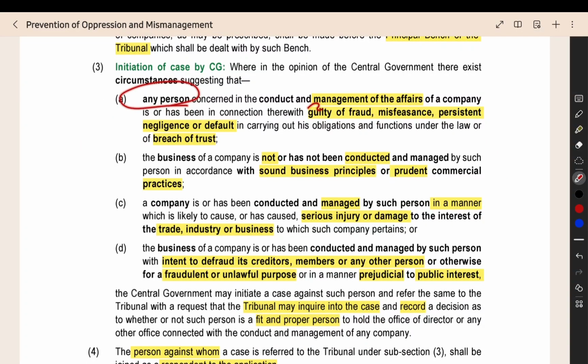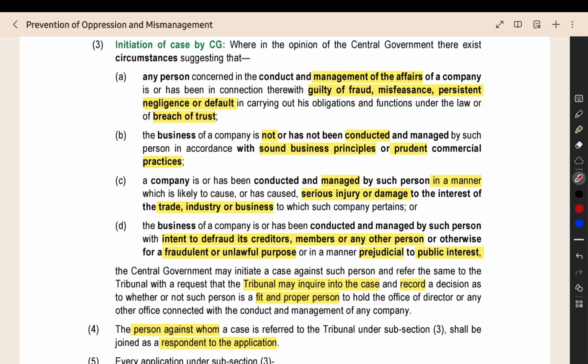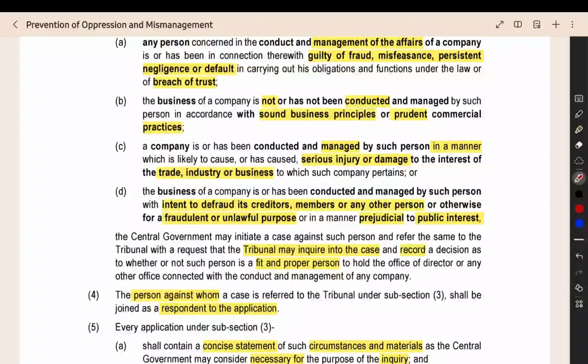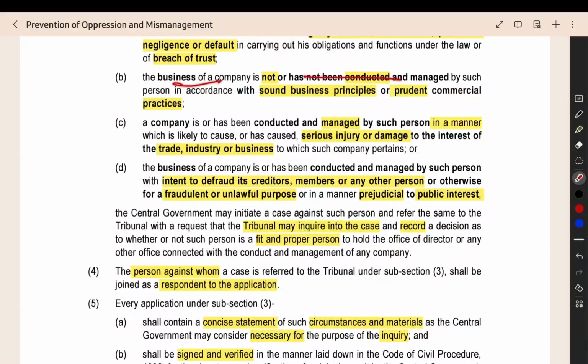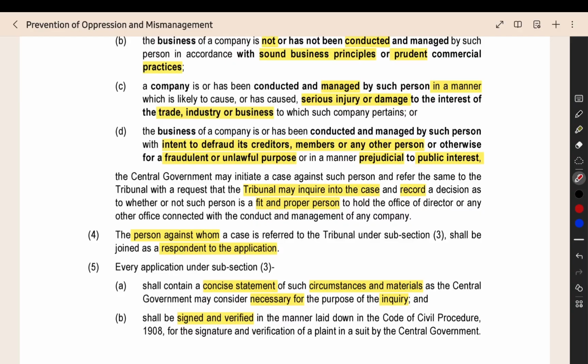The persons concerned in the management of the company, the persons who are currently managing the company, are guilty of fraud, misfeasance, persistent negligence or default. They are not proper persons. They are guilty of breach of trust. Then also the central government will start the application under this section. Then, the business is not conducted according to sound business principles or prudent commercial practices. They are not doing the business as per proper business principles. Then, the company is managed in a manner which will give serious injury to the trade, industry or business. It will affect the entire industry. Then also the central government can file the application.